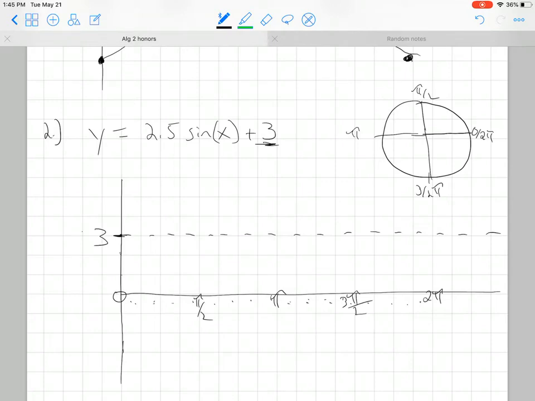Now, this is a sine, right? Has an amplitude of 2.5. So from 3, I'd go up 1, 2, 1, 2.5. So that's going to be my highest point. 1, 2.5. That's going to be my lowest point. So everything goes between those 2 points. So it's a lot of stuff to think about here.